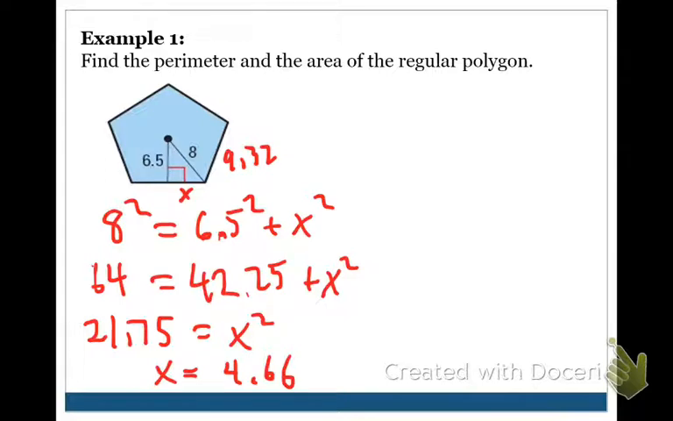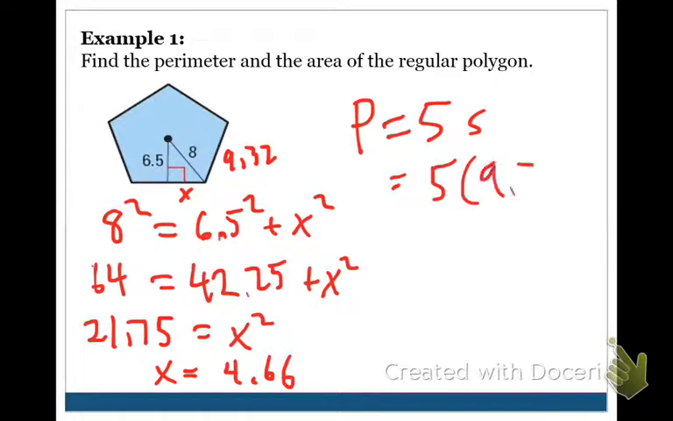So if the side length is 9.32, the perimeter equals 5. It's a pentagon, so it's 5 times S. So that would be 5 times 9.32, right? And that's going to give me what? 46.6. Did you round that off to the tenth? That's what it came out as. Okay. All right.